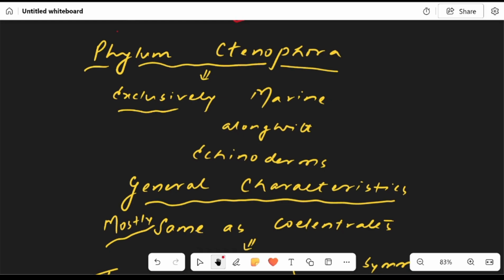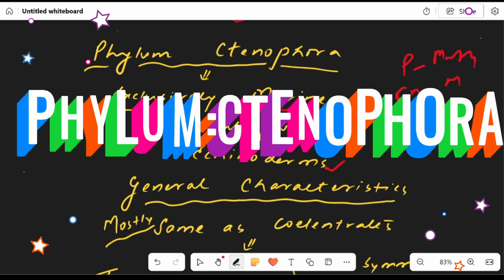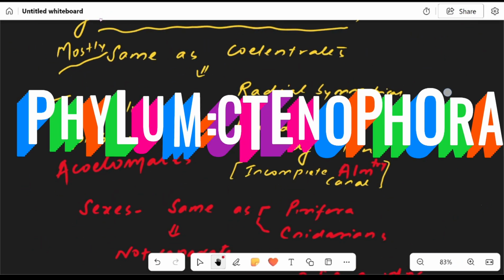Now phylum Ctenophora. Phylum Ctenophora is exclusively marine. Earlier the Porifera and the Cnidarians were mostly marine, but this one is totally marine. Echinoderms are other organisms which are also exclusively marine. Now let us discuss the general characteristics.